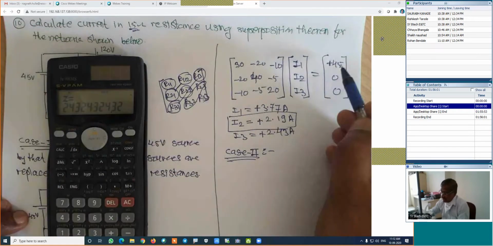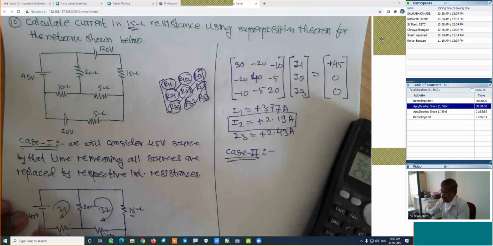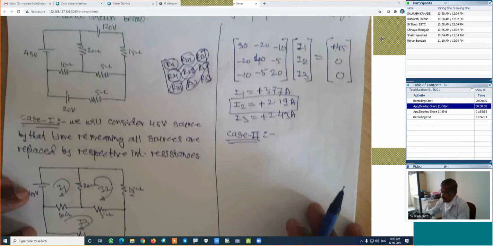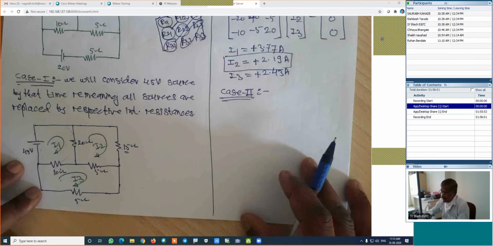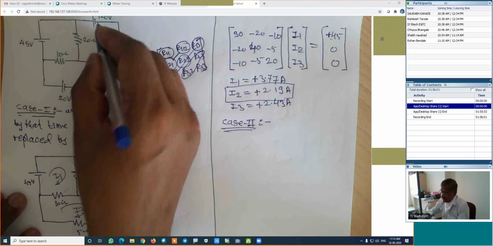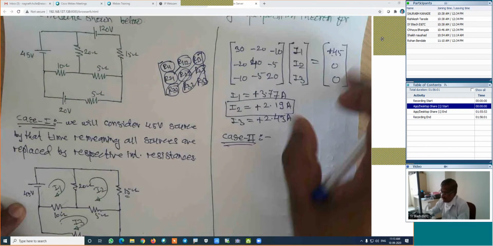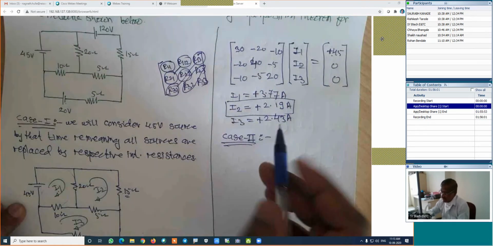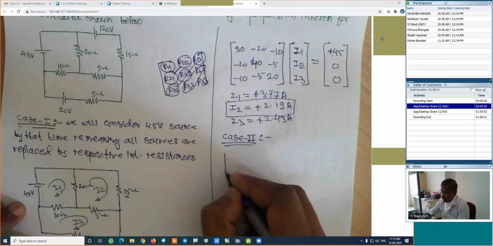Because by mistake, I had taken this value as minus 45. As per the rule, if we are traveling in the clockwise direction, negative to positive, the value should be plus 45. That is the case 2. Is it right? Now, how is the figure for case 2? In case 2, we will consider this 120 volt source. Only this much calculation, this many steps will be needed. Is it right? Now here, in case 2, how will the figure be? I will replace this source by its internal resistance.